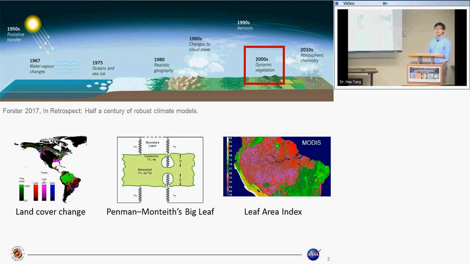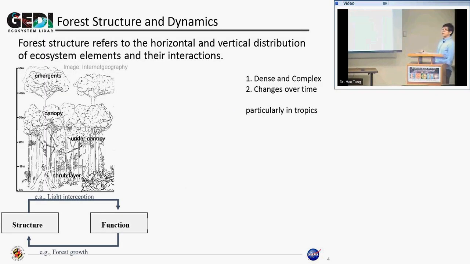So this is a question: is it really a good way to capture vegetation dynamics or structure? Probably not. Why? Let's go to the definition of forest structure. Forest structure refers to both the horizontal and vertical distribution of ecosystem elements and their interactions. When you walk into a tropical rainforest, we have really tall emergent trees that can grow more than 50 meters. At about 30 meters, we have a thick blanket of canopy layers that can intercept 90% or more of the radiation. That usually leaves limited radiation conditions for the understory and shrub layers.